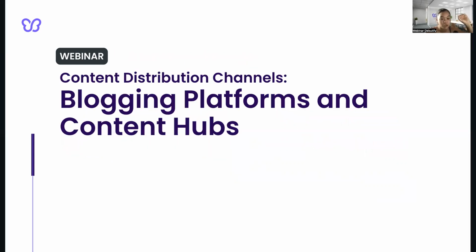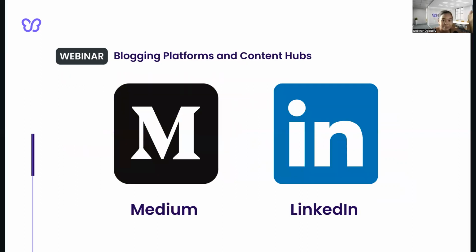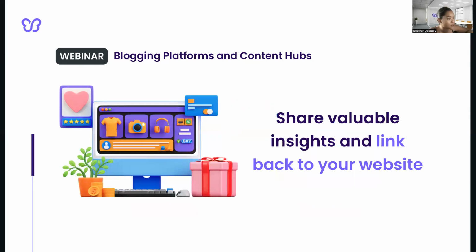Another content distribution channel is blogging platforms and content hubs. Blogging platforms like Medium or LinkedIn offer additional channels to publish and promote your content. Leverage these platforms to reach a wider audience and tap into existing communities interested in your industry or niche. Also, you have to share valuable insights and link back to your website for increased traffic and visibility.